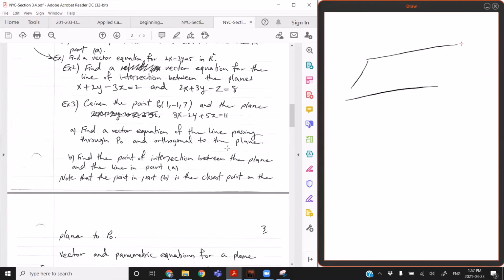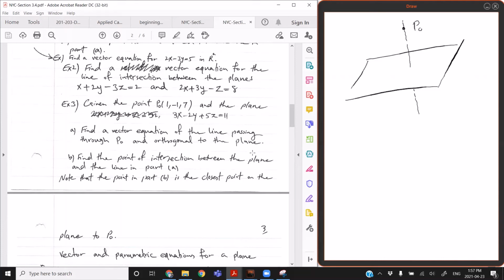We have a plane and we have a point. And this point, I believe, is not in the plane. We are looking for a line that passes through this point and is orthogonal to the plane. Find a vector equation of the line that passes through the point P0 and is orthogonal to the plane.